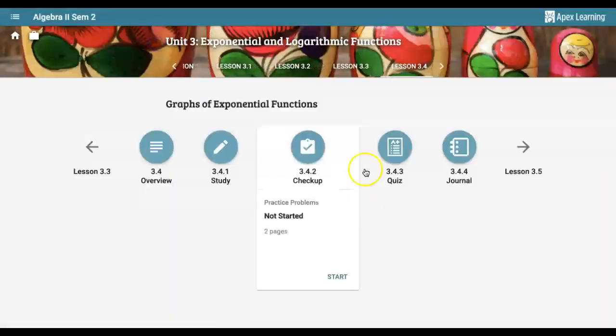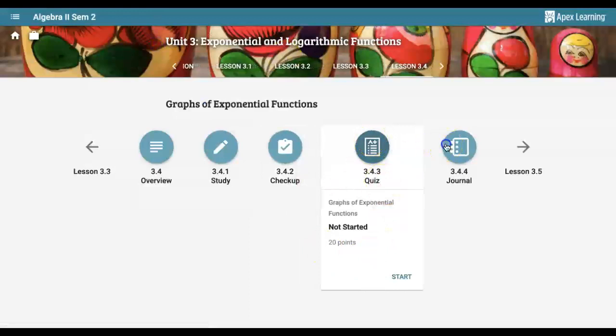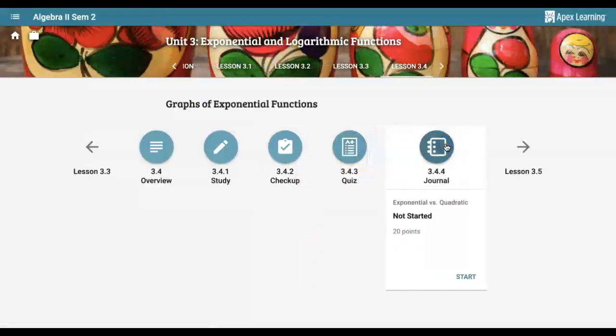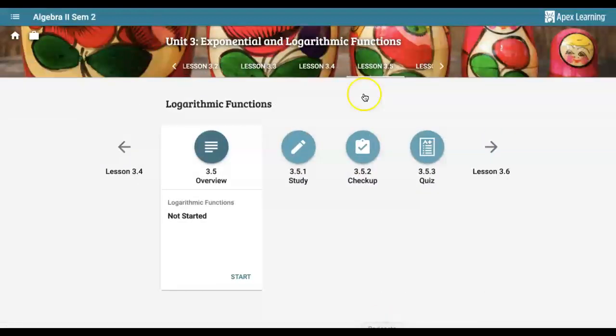And then, like I said earlier, we've got this one mandatory quiz, and this journal is extra credit if you'd like the opportunity to get some points here. Again, partial credit is accepted.